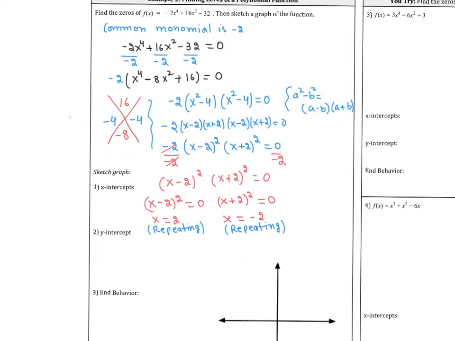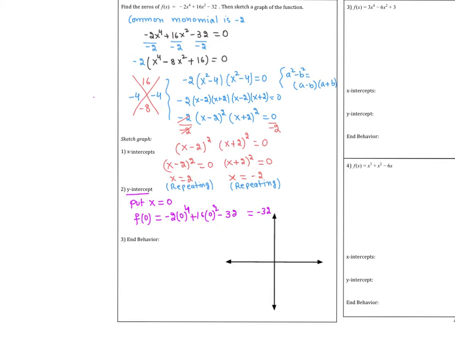In the next portion, we are going to find the y-intercept. To find the y-intercept, we need to put x equals 0. So when you put x equals 0, you get negative 2 times 0 to the 4th power plus 16 times 0 squared minus 32. So this becomes 0, this becomes 0. The y-intercept is going to be negative 32.